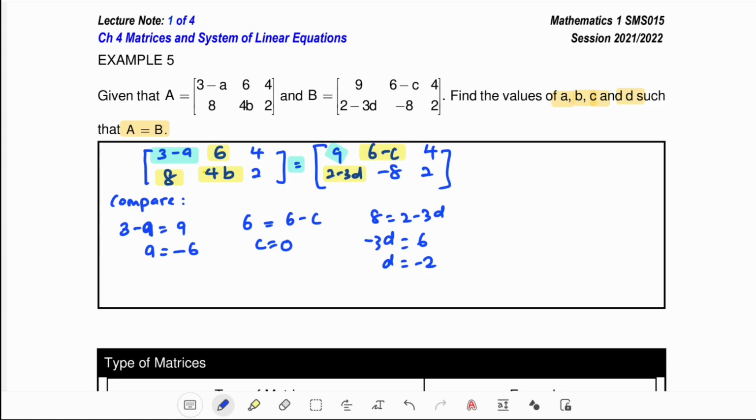And the last comparison, just compare 4B equals to negative 8. So B equals to negative 2. So we have settled. We have done for this question.